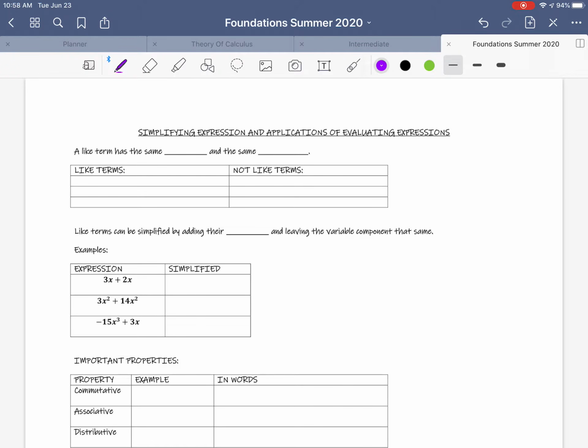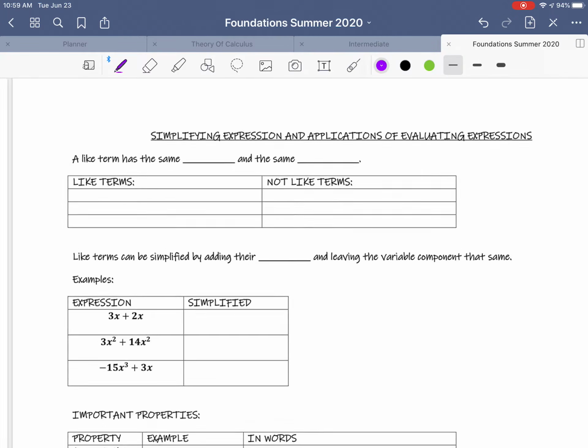Hey y'all, this is a lesson on simplifying algebraic expressions and also applications of evaluating expressions. So they kind of go together, so I just put them in one lesson. Before we can get into simplifying expressions, we need to talk about like terms.